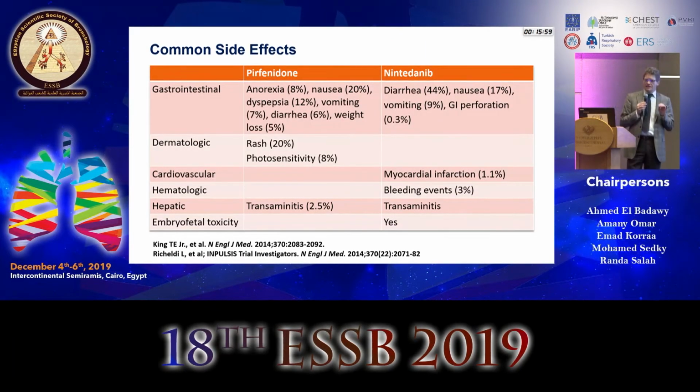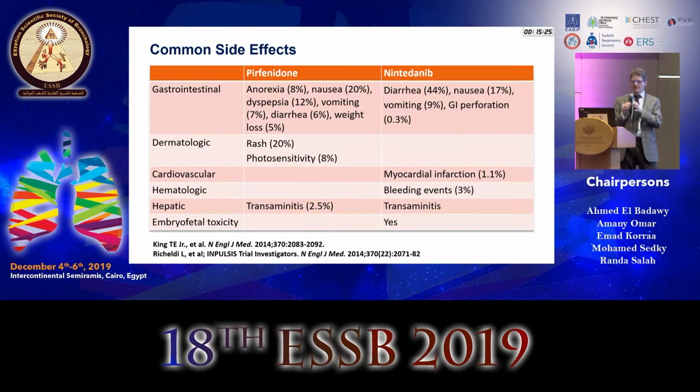Side effects. The side effects of the two treatments are what restricted the therapy in many patients, because they are frequent and quite threatening for the patients. For pirfenidone, we know all the dermatologic side effects, the rash and photosensitivity, but that's not all. Those patients also have gastrointestinal side effects. Anorexia, nausea, and dyspepsia are quite common, and even diarrhea appears in these patients.